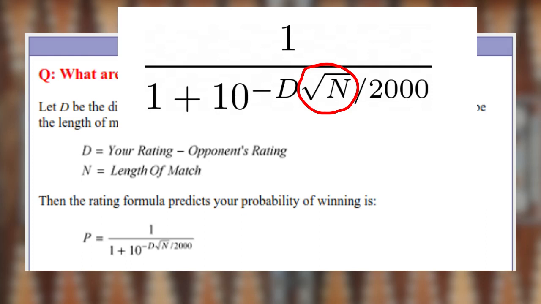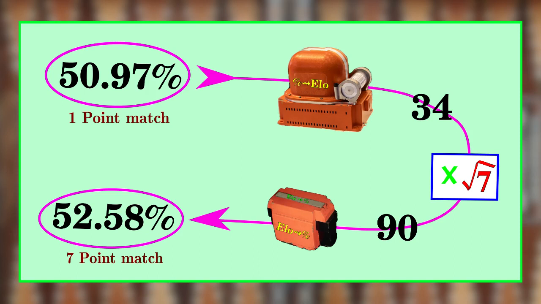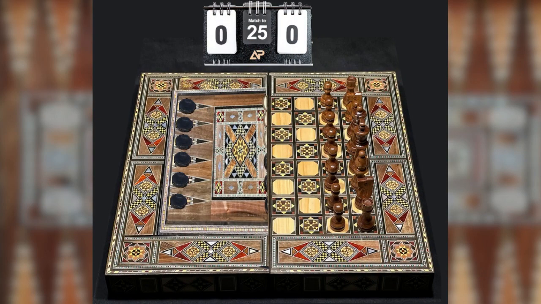A rating difference of 34 Elo for a 1-point match gets multiplied by the square root of 7 to obtain the Elo difference in a 7-point match, 90. The 5 times factor, 400 to 2000, is meant to equate the backgammon 25-point match with skill-only chess. All nice and tidy, but why the square root?